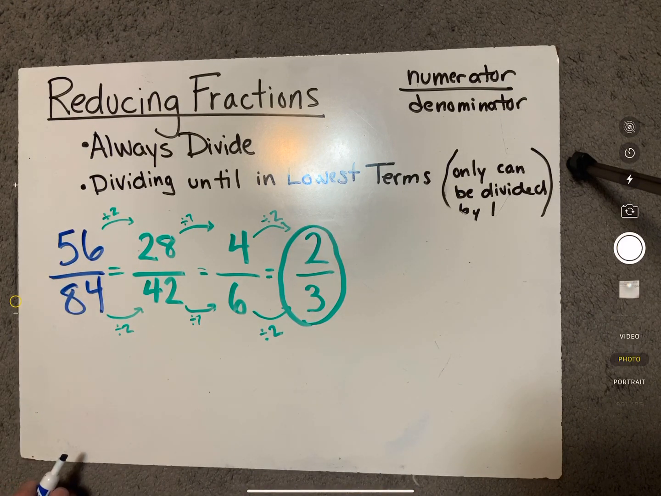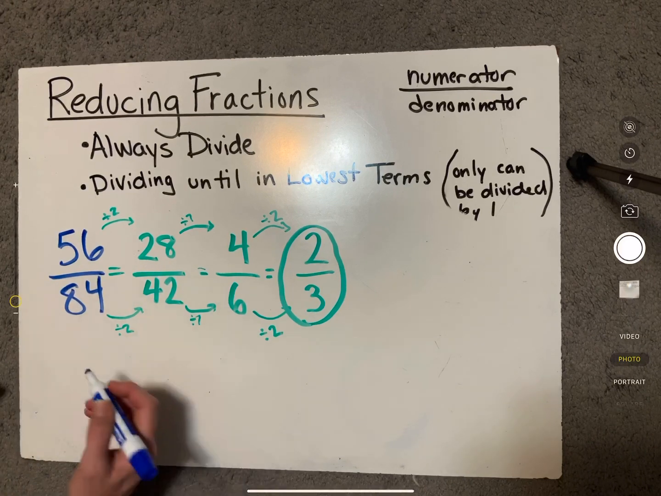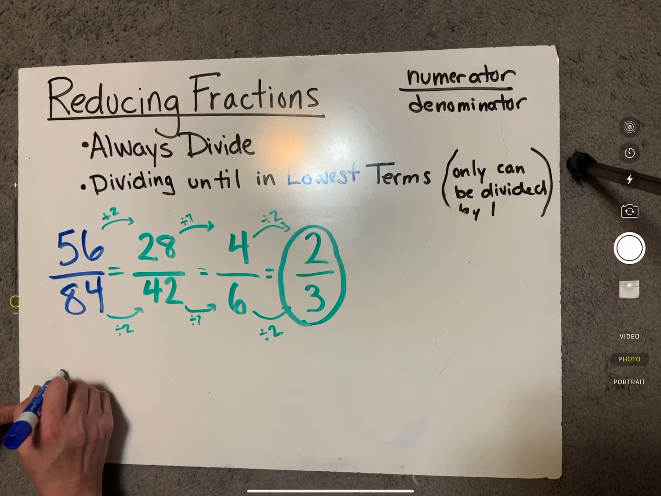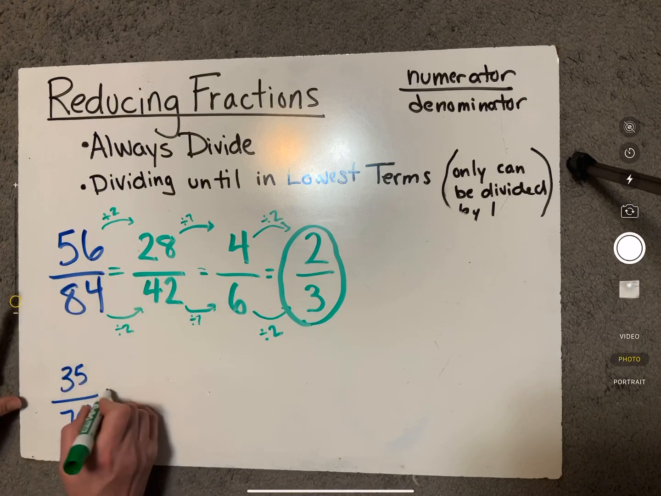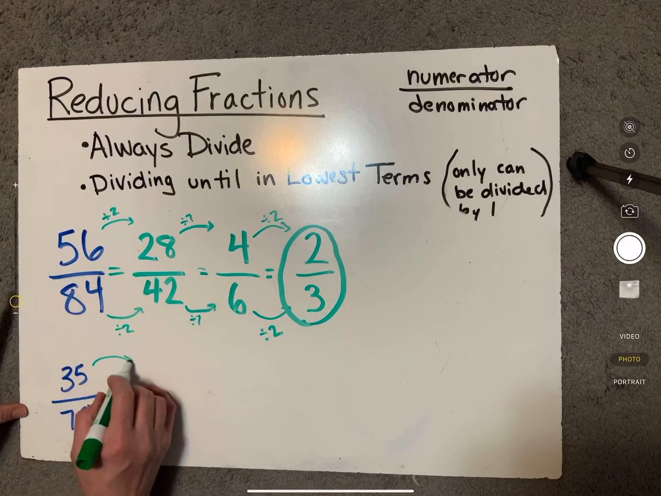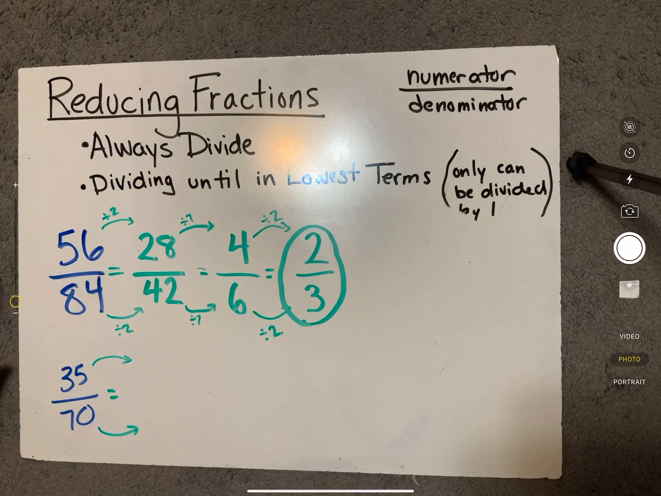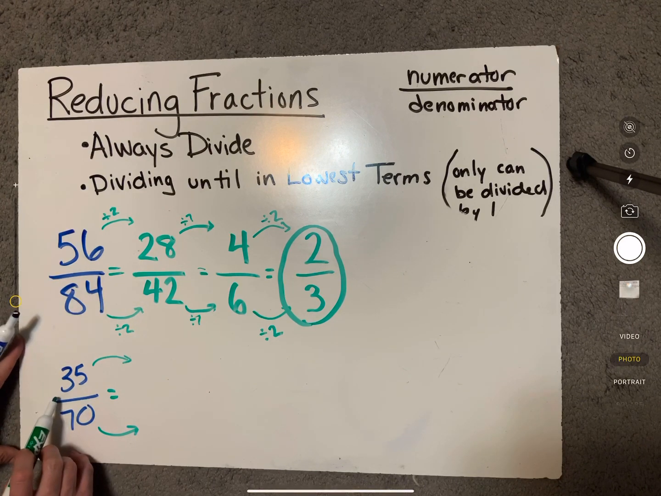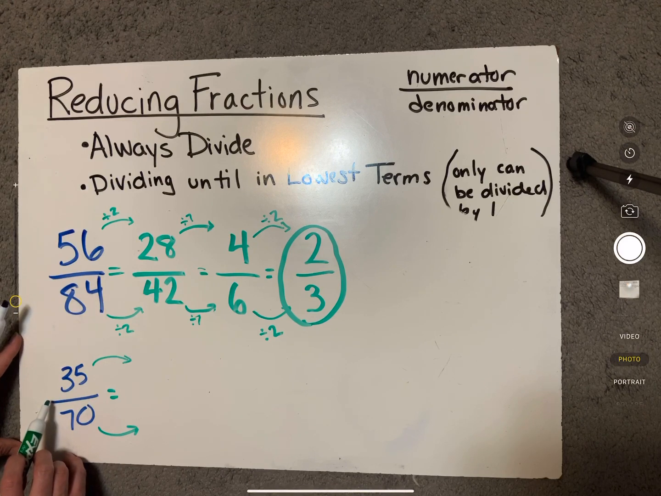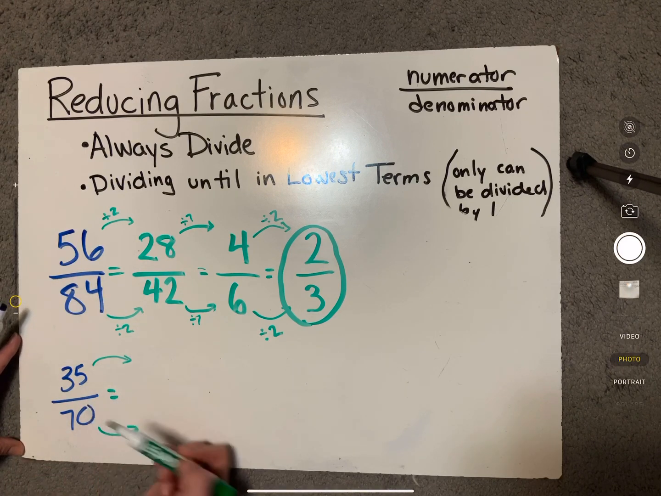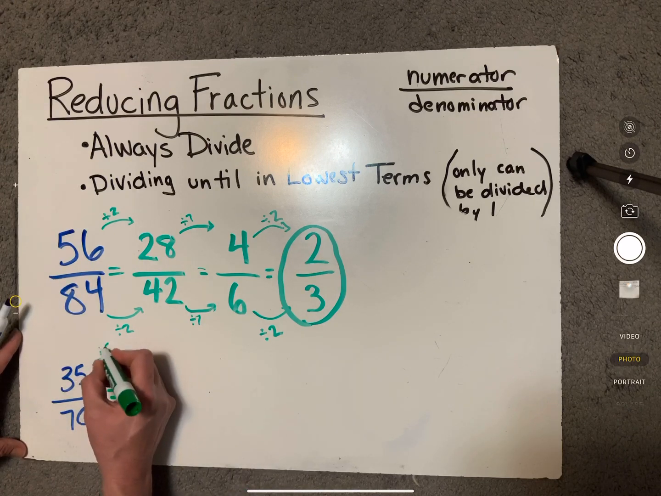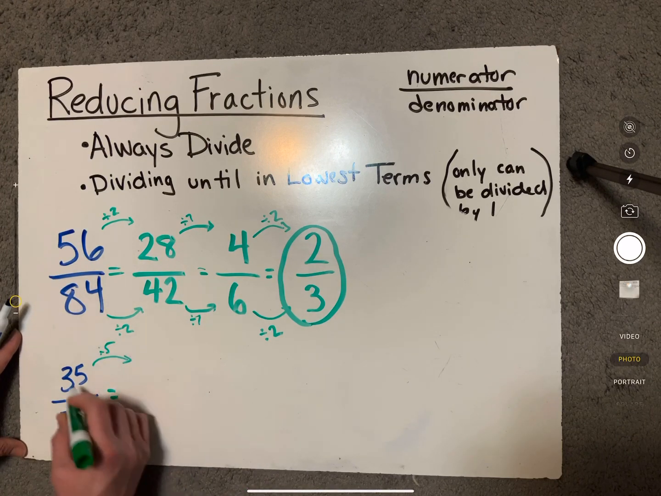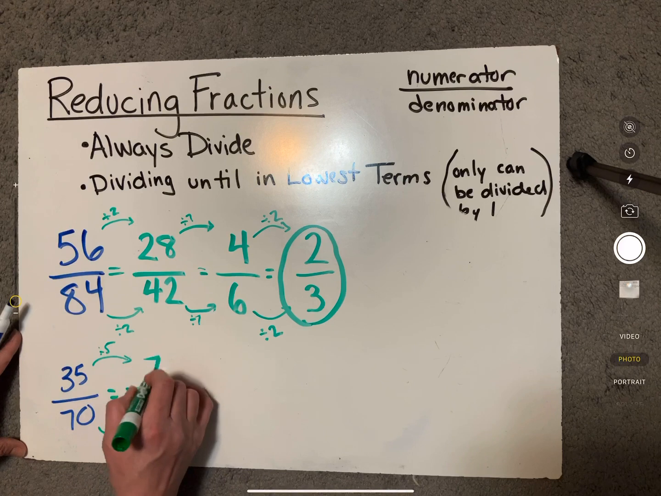Okay, so that one was pretty tricky. Let's try another one. What if we had 35/70? So 35 and 70. Now, there's a couple different approaches to this one. 35, I know that 7 times 5 is 35. They end in 5 and 0, which means I know that I could divide these by 5. Cool, we can do that. So let's divide them by 5. 35 divided by 5 is 7.